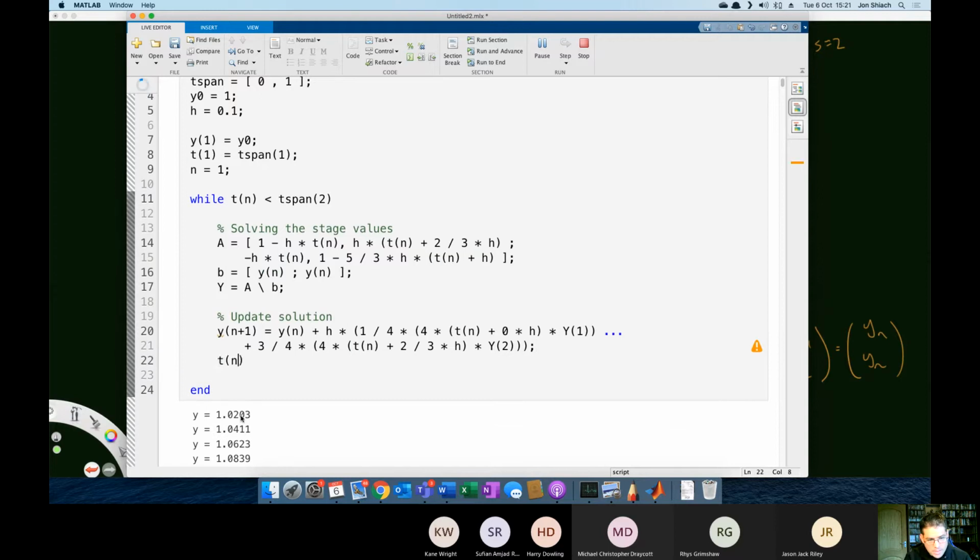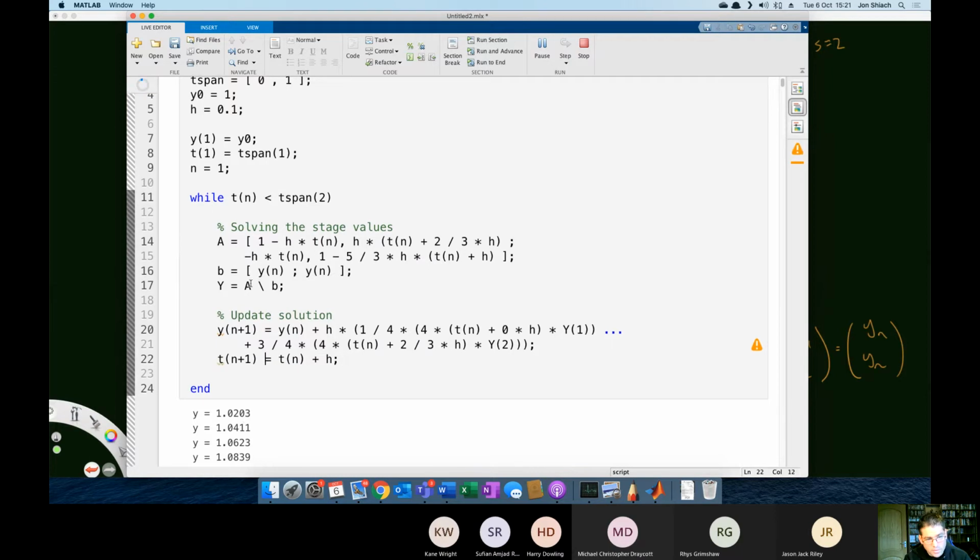So we also update tn: tn plus 1 equals tn plus h. So this is very similar to the explicit ones. The difference is when we solve for the stage values, we have to solve that linear system.